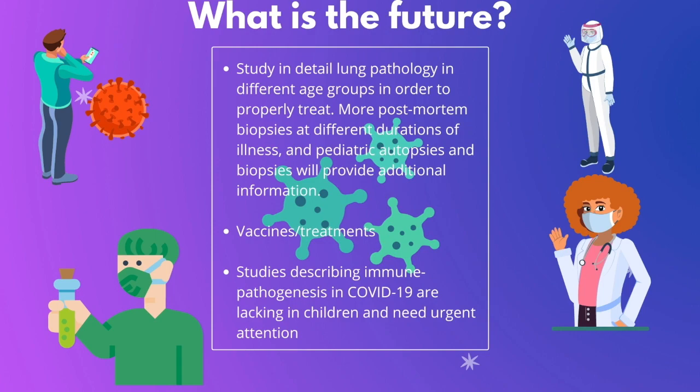And then the immune staining from SARS-CoV-2 showed strong staining of the alveolar epithelial cells. These findings of strong virus staining of alveolar cells with few immune cells point more toward direct virus-mediated cell injury. So the future is that there should be more post-mortem biopsies at different durations of the illness, and that pediatric autopsies and biopsies will provide additional information. And second, of course, vaccines and treatments. Studies describing immune pathogenesis in COVID-19 are lacking in children and need urgent attention.